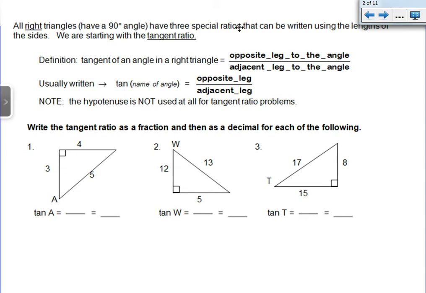So at first we're just going to concentrate on the function of tangent. So we're going to write it as tangent and then whatever the angle's name is. Sometimes it's a letter A or B or W, sometimes it's theta, sometimes it's x. But the ratio formula is the opposite leg divided by the adjacent leg.